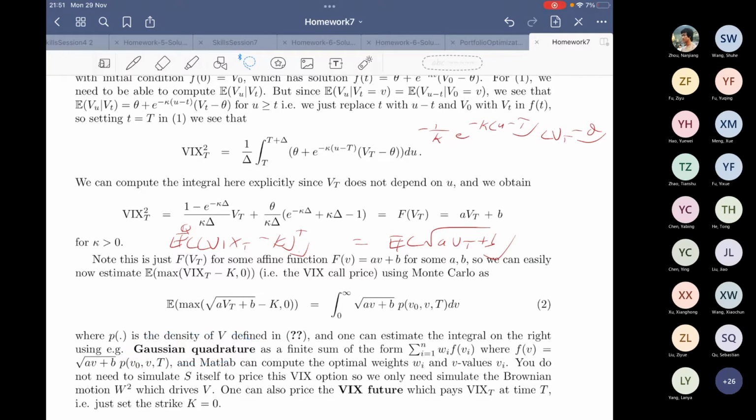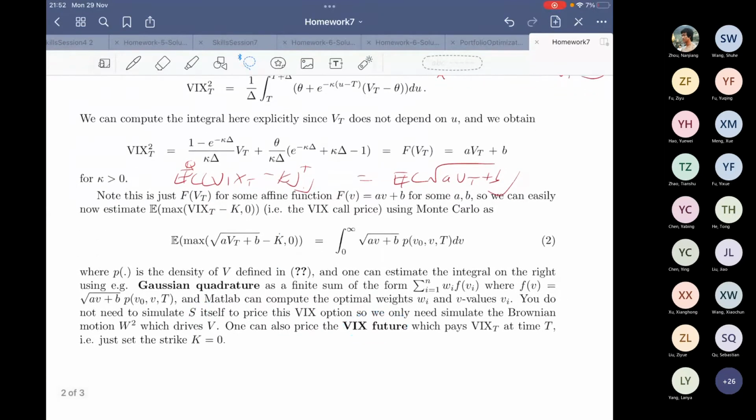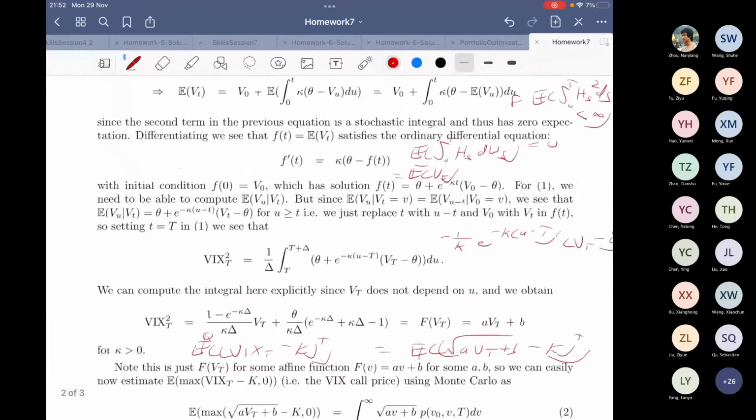So no, you do not need to simulate the S process itself here. You only need the second parameter, because we're not actually looking at the stock price directly. And you can also price the VIX future, which just corresponds to the VIX option when K is 0. So the VIX future is simply worth the expected value of the square root of A V_T plus B without any K, which is what I wrote here by accident, whereas here I meant to write this minus K, and plus. And you can also define the implied volatility of a VIX option as well.